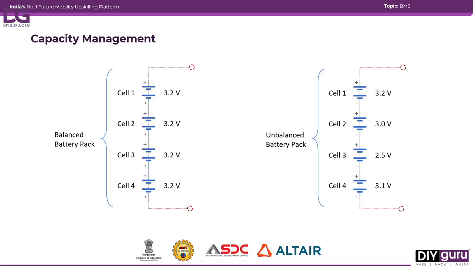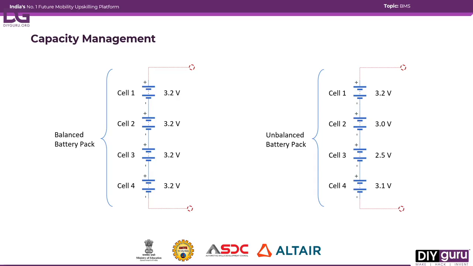Okay, so now for the capacity management, it is very important to have the battery pack cells at the same level of charge, or say the voltage, right? So in a balanced pack, in the first section of this slide, you see that each cell has the same voltage. Each cell is at 3.2 volts, so there is no difference between them. When we charge this pack, we will charge all of the cells at an equal rate, and we will cut off the whole setup when we reach the individual threshold for that particular cell.